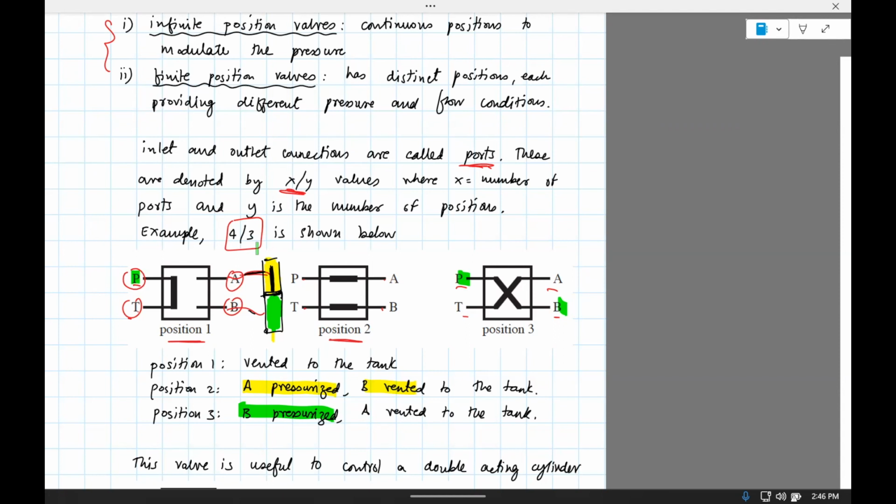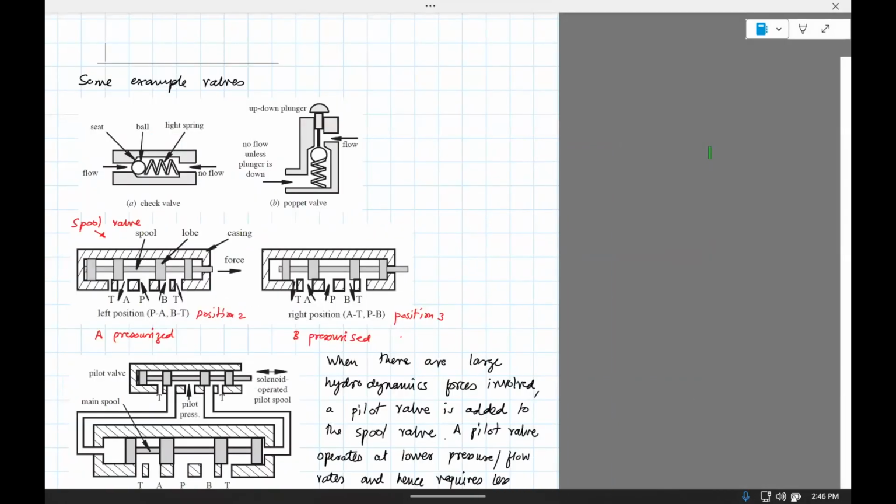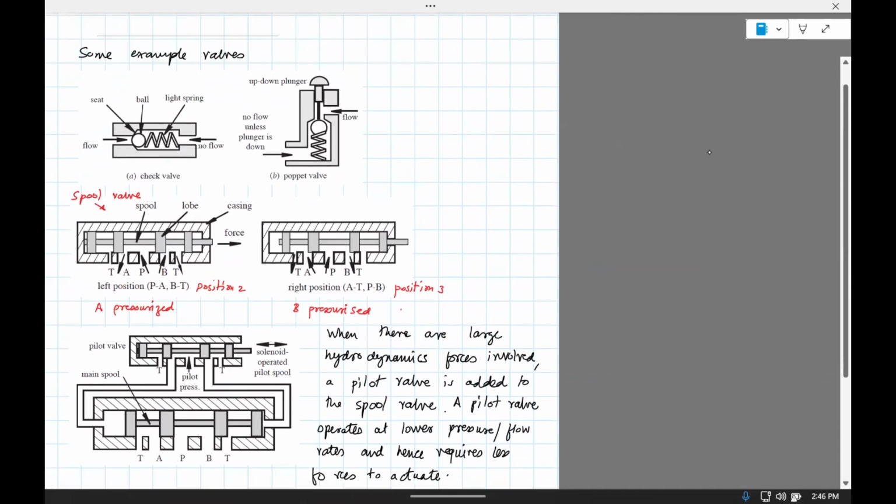Now, this assumes that you're just going on and off with the valve, but you could also have a way in which you control so that there is controlled flow of pressure, so you can generate a certain speed with this output shaft. Okay, so examples of valves: check valve, poppet valve.